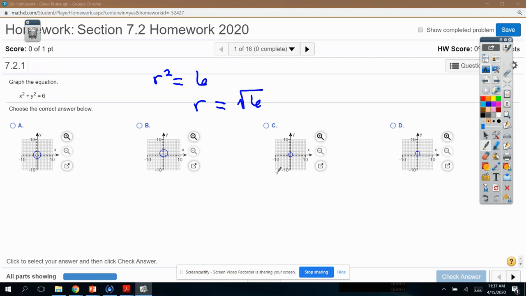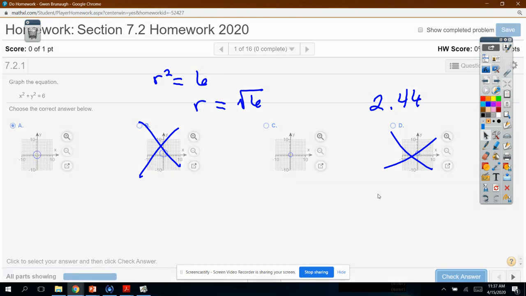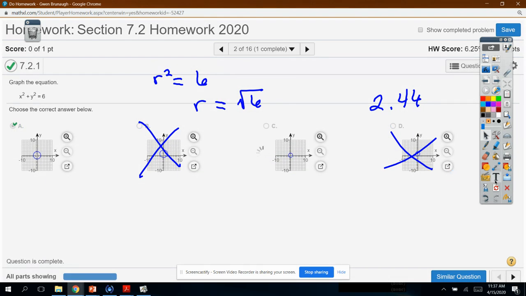I think it's going to be A or C. I'm going to type the square root of 6 into my calculator, and that's about 2.44 for a radius. I think the answer is A. You might have to zoom in to see that better.